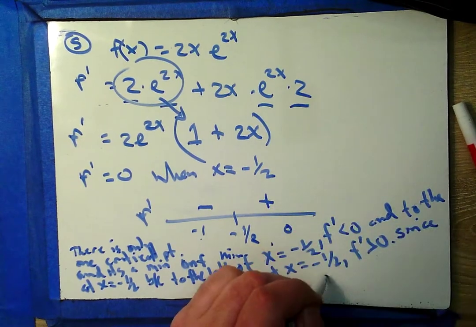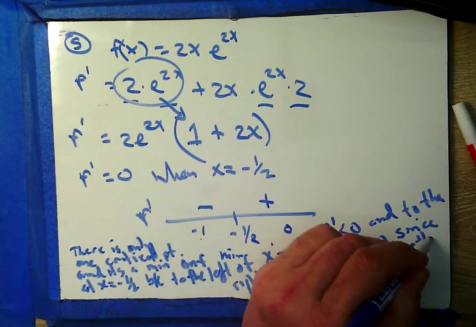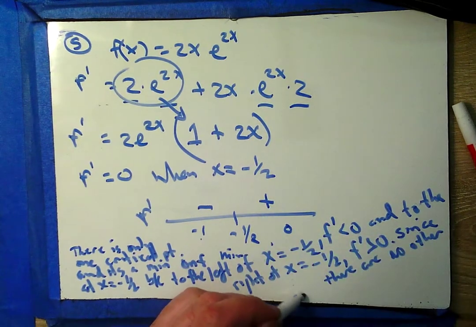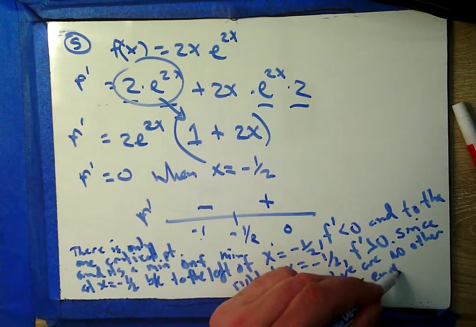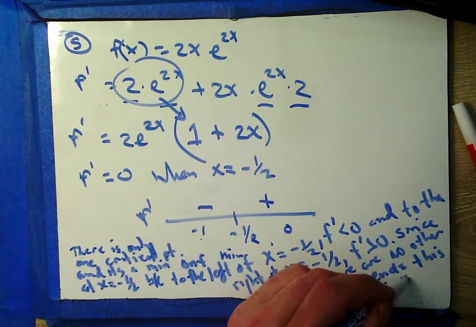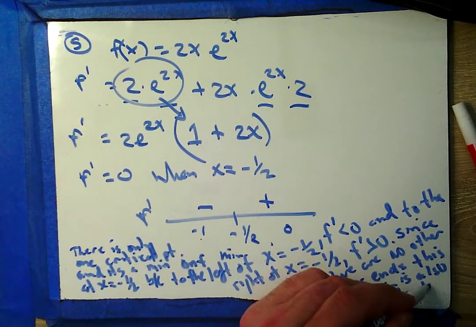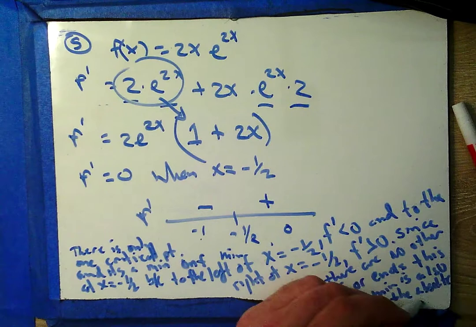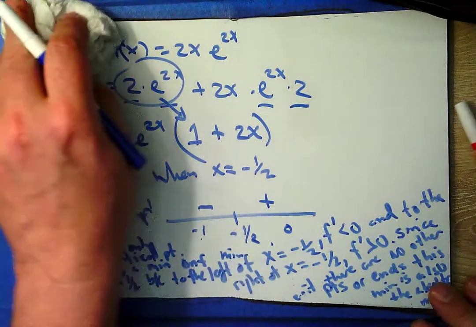Since there are no other critical points or endpoints, this min is also the absolute min. Okay, there's number 5. Let's take a look at problem number 6.